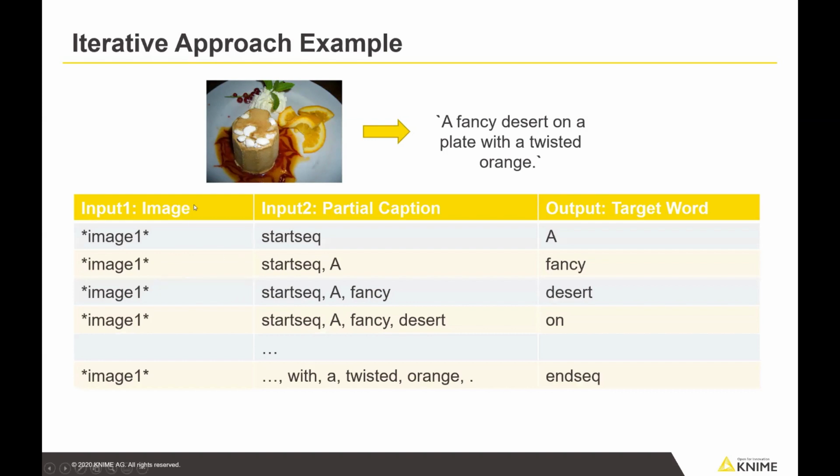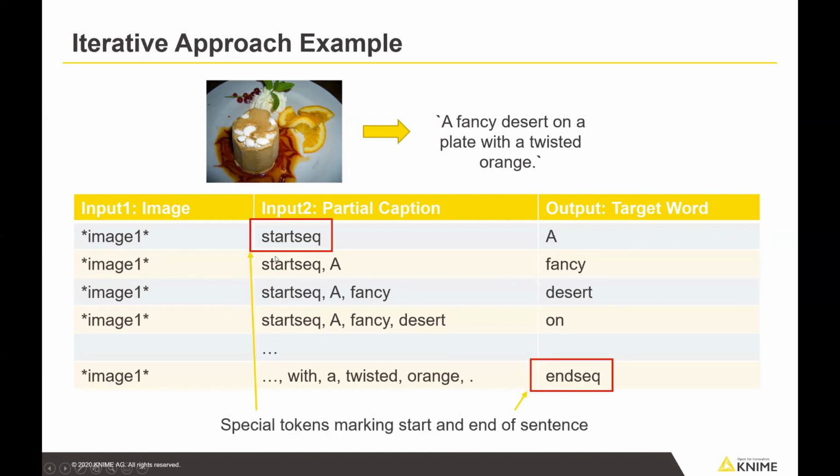So we have the first column where we have the input image. In this case, the image does not change because it belongs to this one example. Then in the second column, we have all partial captions that are possible, so all partial sentences that we could build with our input sentence. And in the third column, we have the next word in the caption.